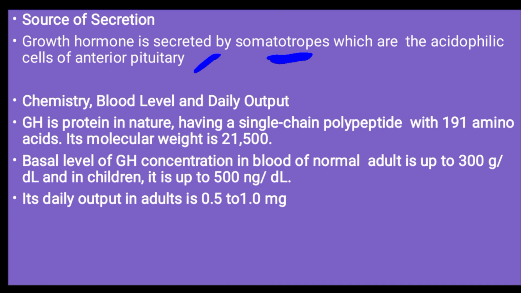We are going to discuss the chemistry, blood level, and daily output. So first of all, what is the chemistry of growth hormone? Growth hormone is protein in nature. You should note it. The structure of growth hormone is a single chain polypeptide having 191 amino acids, and the molecular weight is 21,500.